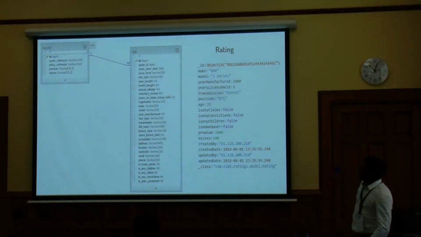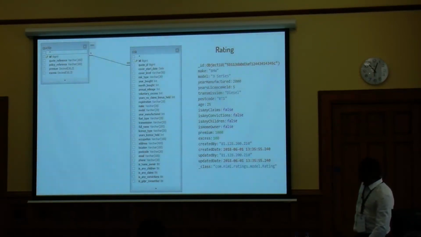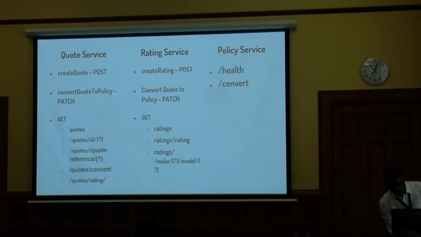This is the use case that we are going to see. I have a quote service, and then I have a rating service. The quote service will contain a quote with lots of risk details. The rating is in MongoDB. This one is in MariaDB. And we'll just go through the demo and find out what's happening. So now I'll show the demo.